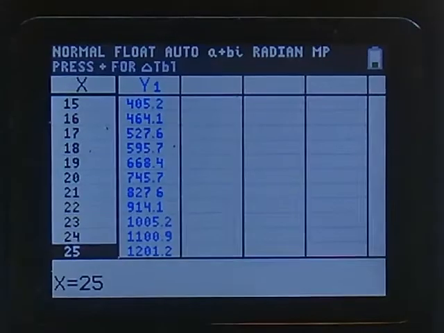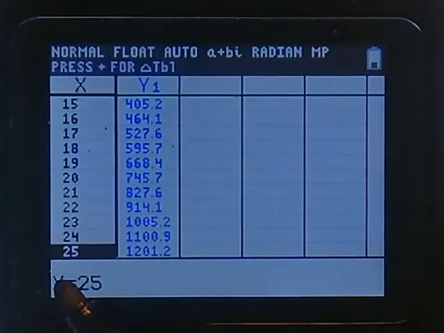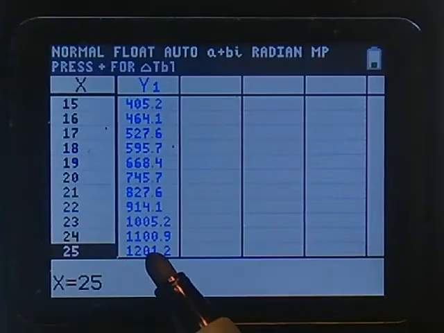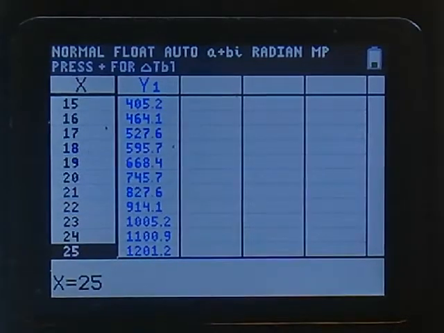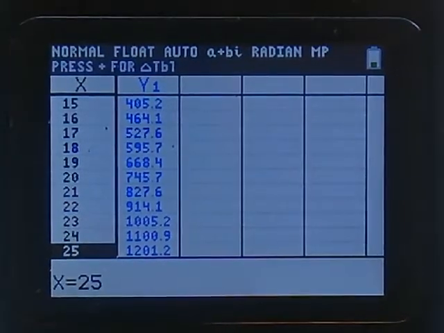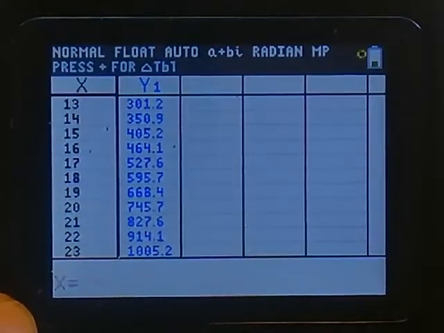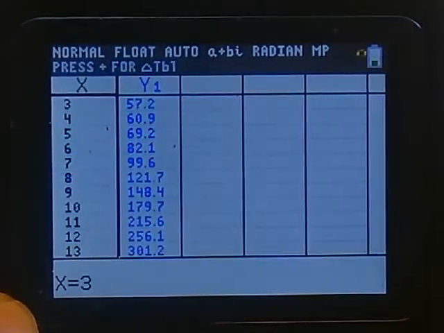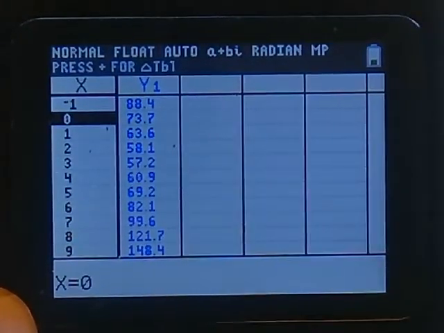All right, I went ahead and looked at tables. So I hit second table here, and at 25 years, it looks like it goes all the way up to 1,201.2. I'll jot that number down and put it over here to the side. 1,201.2. And if we arrow back and go all the way back to the year 0, we're going to go back to the year 0 right here. Year 0 says it's at 73.7.